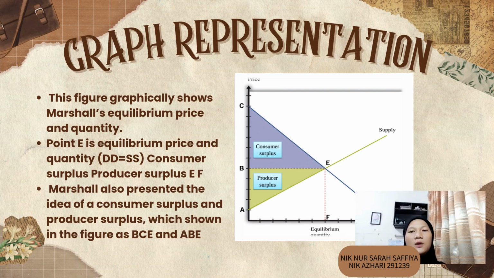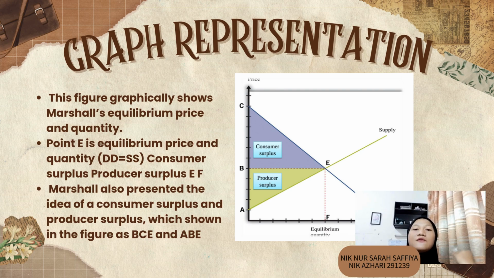The space above the equilibrium price but below the demand line represents consumer surplus. These are the happy buyers who were willing to pay more but got a bargain. The space below the equilibrium price but above the supply line represents producer surplus. These are happy sellers who were willing to sell for less but got a better price.